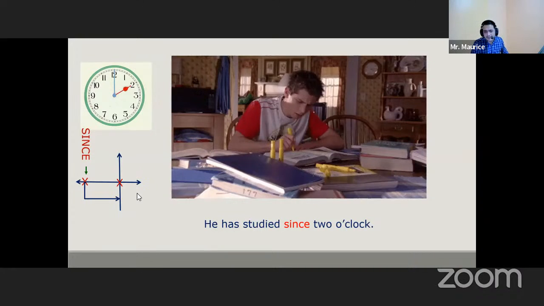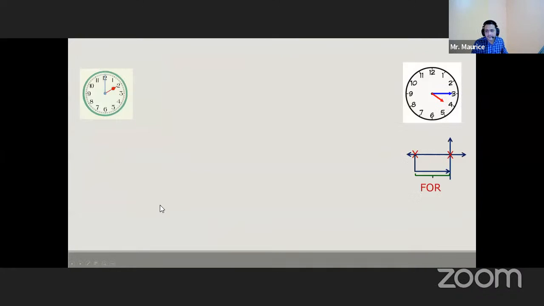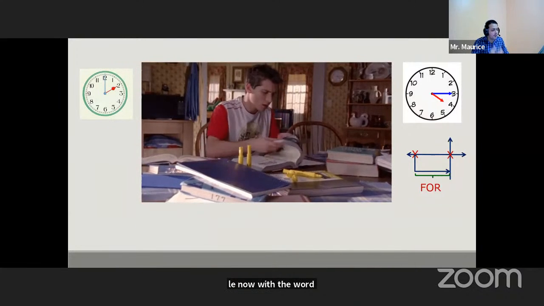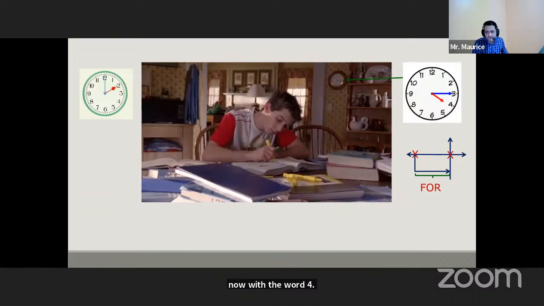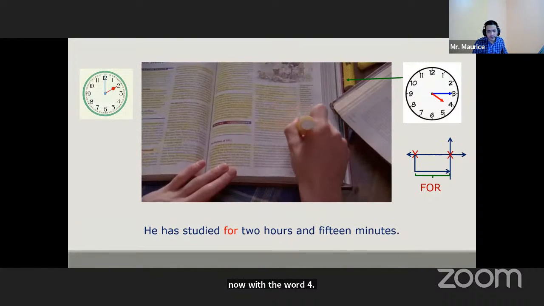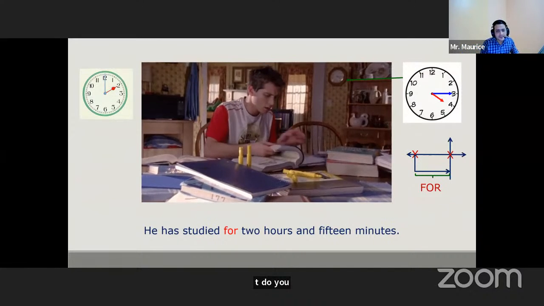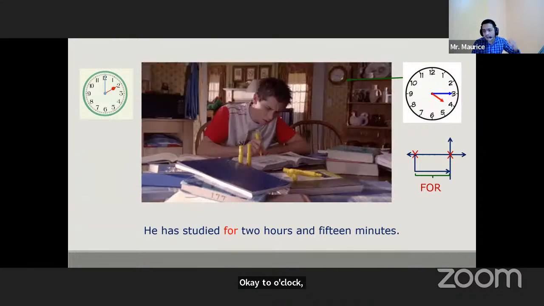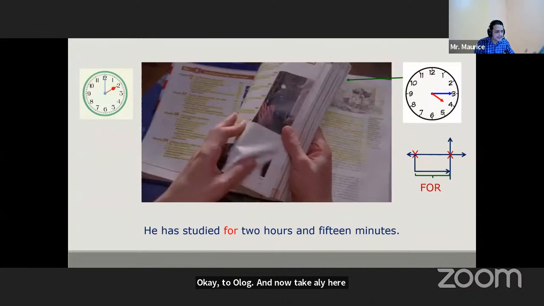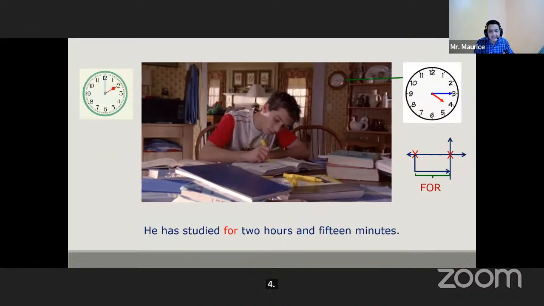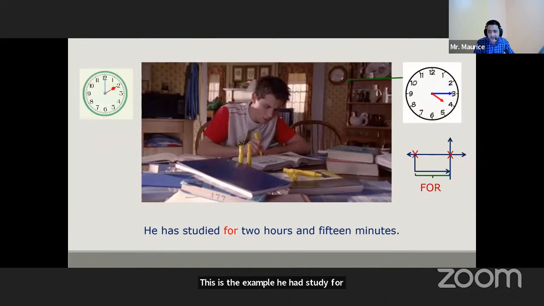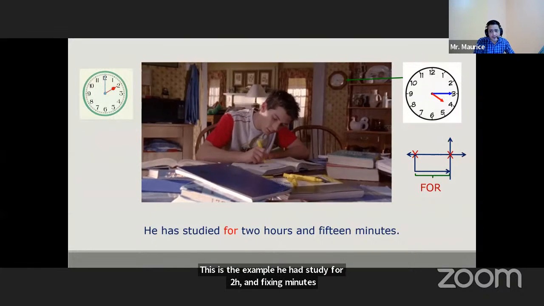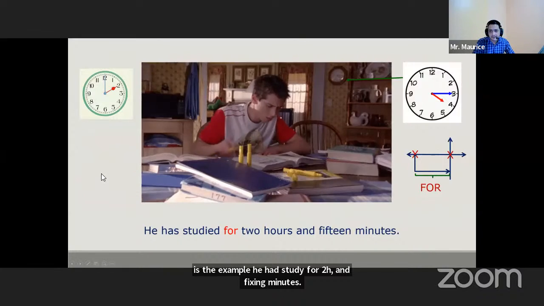Now, let's see another example. Now with the word for. Remember, for means por. Quiero que observe los relojes, okay? 2 o'clock, and now take a look here. It's 4:15. And this is the example. He had studied for 2 hours and 15 minutes. Él ha estudiado por 2 horas y 15 minutos.